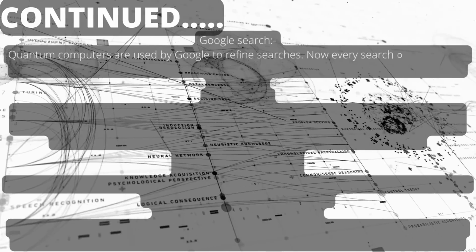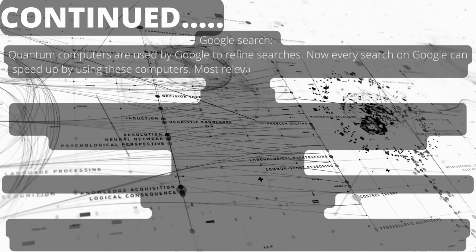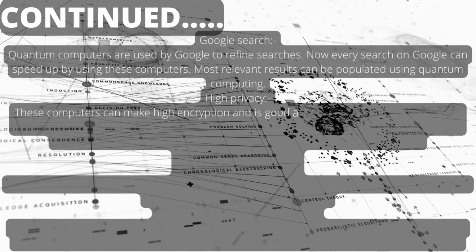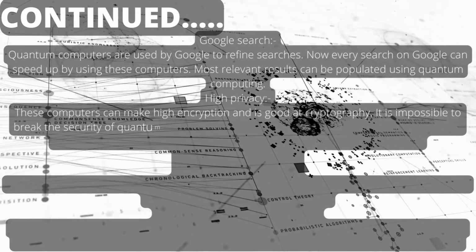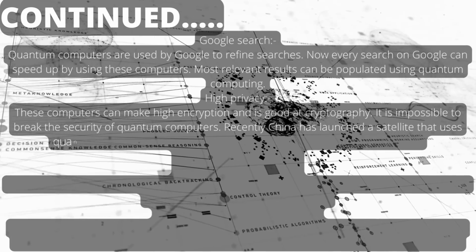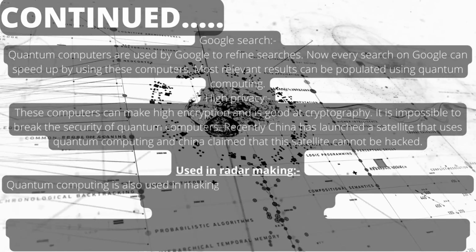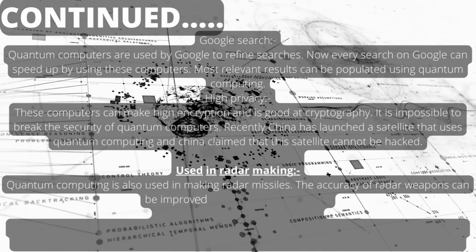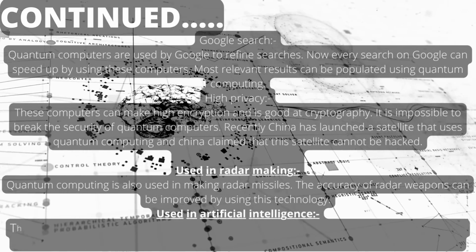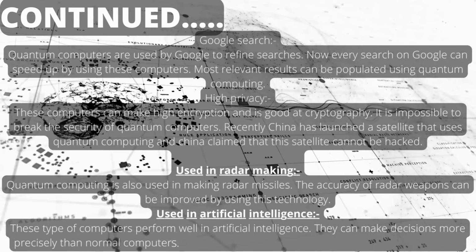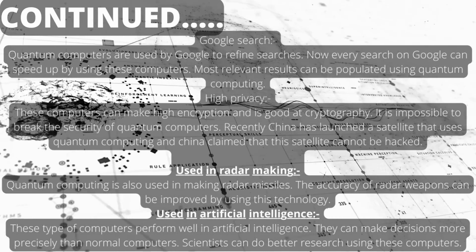They are used in Google search. Quantum computers are used by Google to refine searches. They are high in privacy. These computers can make high encryption and are good at cryptography. They are used in radar making. Quantum computing is also used in making radar missiles. They are used in artificial intelligence. This type of computer performs well in artificial intelligence and makes complex decisions.